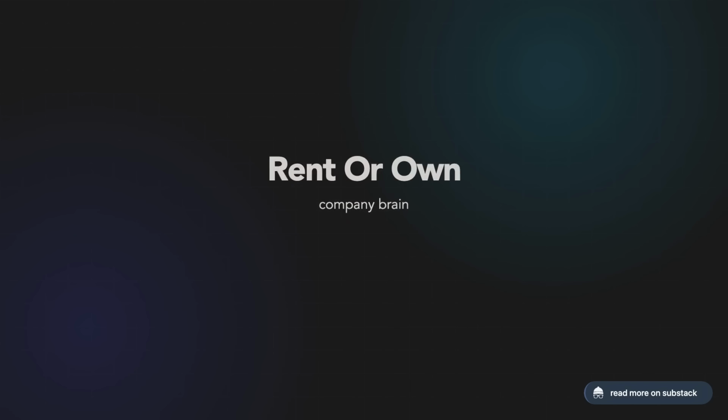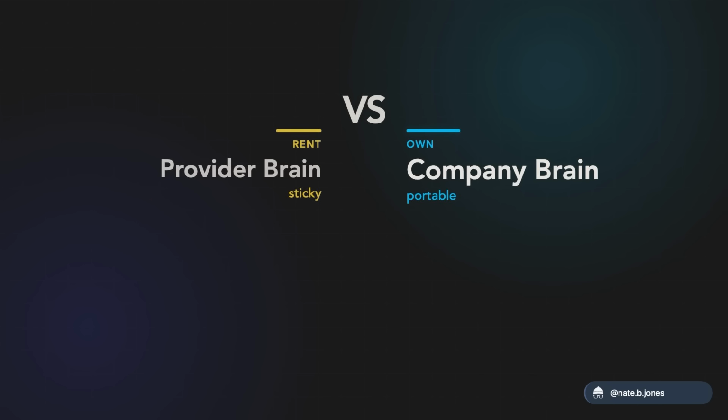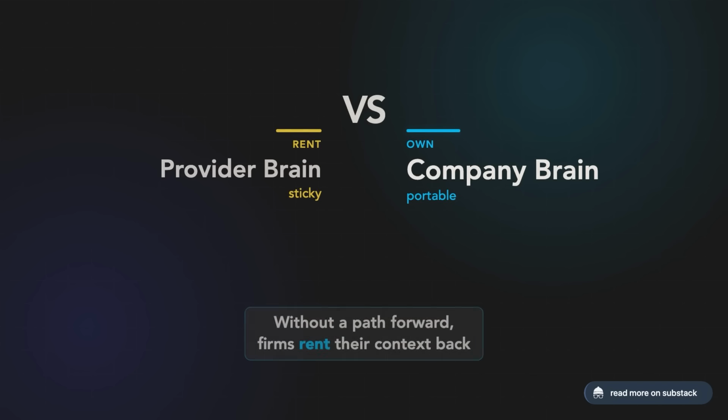But if we don't start down that path, we're essentially going to be renting our company brain and company context back from the frontier model providers. And they're going to have it. And they're going to be able to use it to continue to improve their systems and make them more useful. And they'll be incredibly convenient, incredibly sticky products. And what are we going to do? We're going to have to use them. So this is a very pivotal moment for corporations.